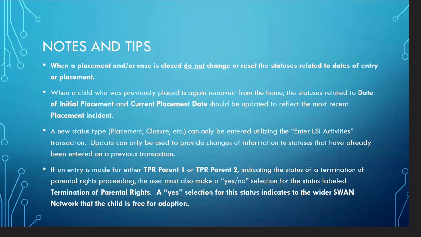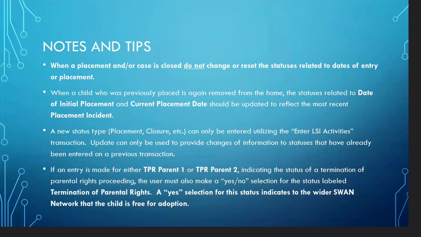If an entry is made for either TPR Parent 1 or TPR Parent 2, indicating the status of a termination of parental rights proceeding, the user must also make a yes or no selection for the status labeled termination of parental rights. A yes selection for this status indicates to the wider SWAN network that that child is free for adoption. Yes should never be selected unless TPR has been granted regarding any and all involved parents, or any of those parents have been confirmed deceased.